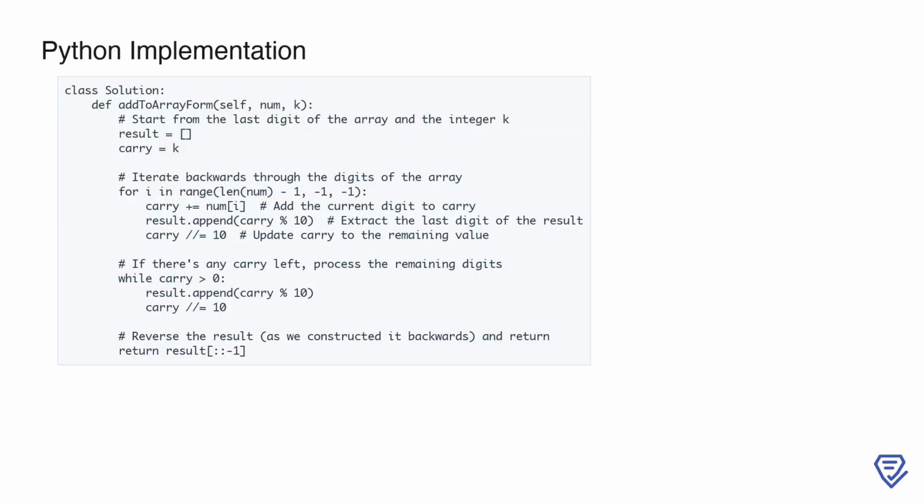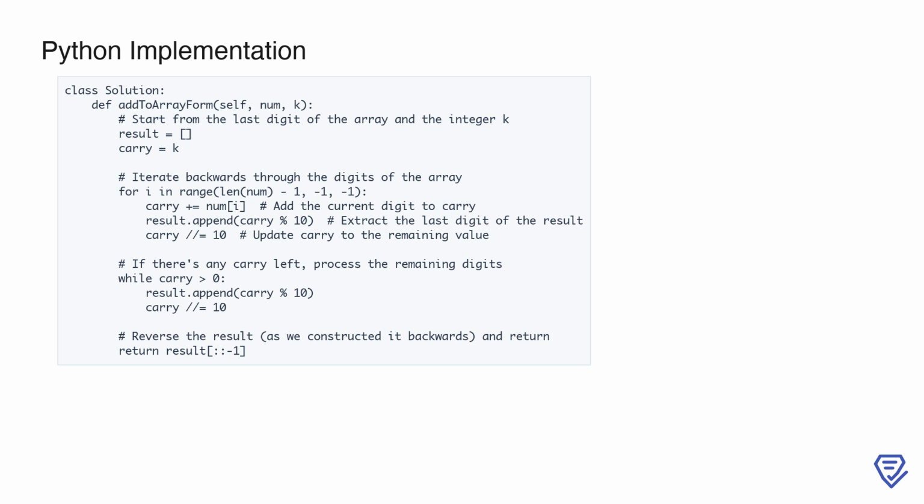This solution to LeetCode problem 989, Add to Array-Form of Integer, is implemented to handle the addition of an integer k to a number represented as an array of digits, number. Here's a step-by-step explanation of the code. 1. Initialization. The function initializes an empty list result to store the digits of the sum in reverse order. A variable carry is set to k, which will help in performing the addition digit by digit.